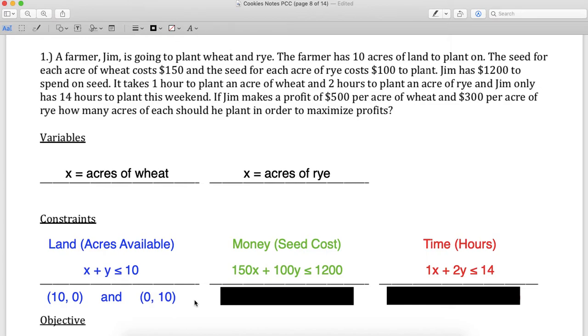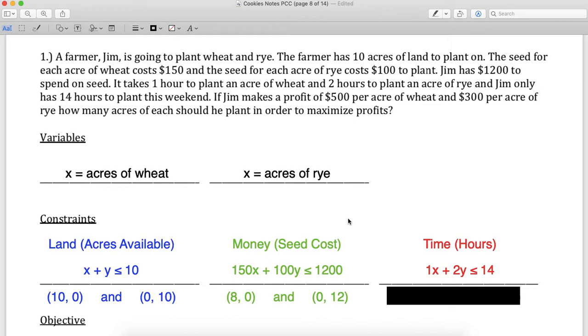Now, as for our money, again, we've got $1,200 to work with, and 1 acre of wheat is going to cost Jim $150. So if we take 1,200 and divide by 150, that tells us that Jim can plant 8 acres if he only does the wheat, so that's our x-intercept. And if we take 1,200 and divide by 100, then if he only does rye, he can plant on 12 acres. So those are our x and y intercepts for our second constraint.